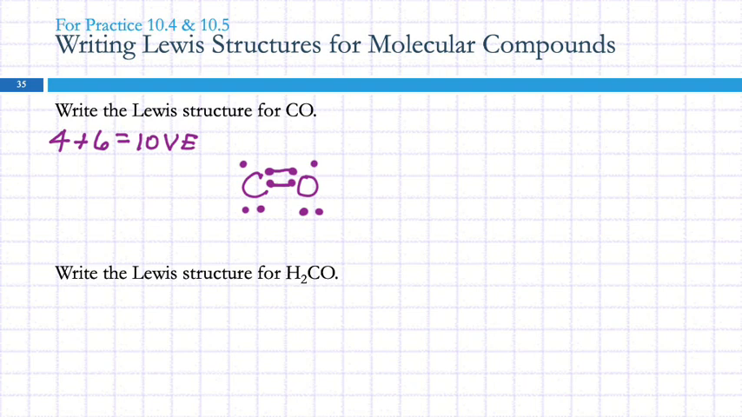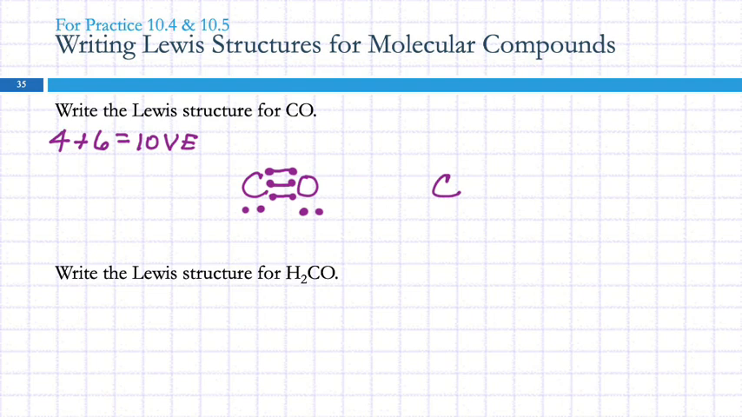We still have some unpaired electrons, and so we can move those into sharing position. And share those. Now that looks like some weird sort of drawing, doesn't it? I probably wouldn't leave it like that because it looks weird.